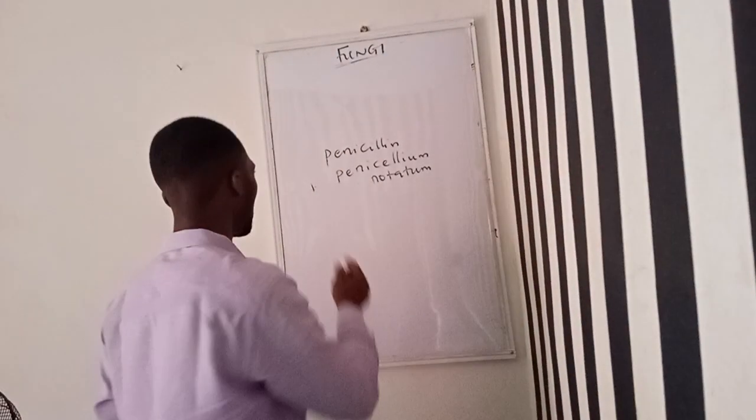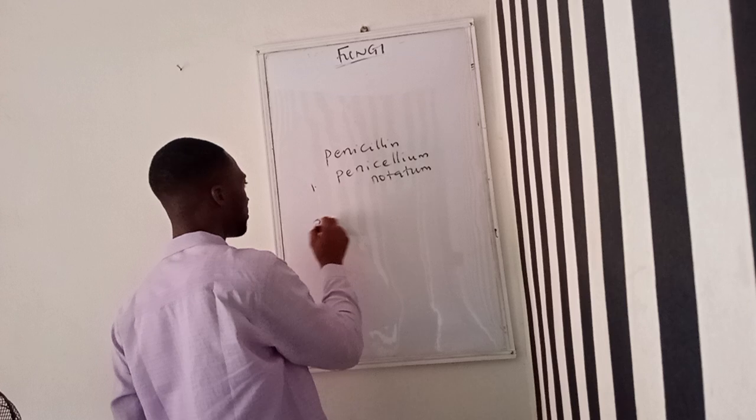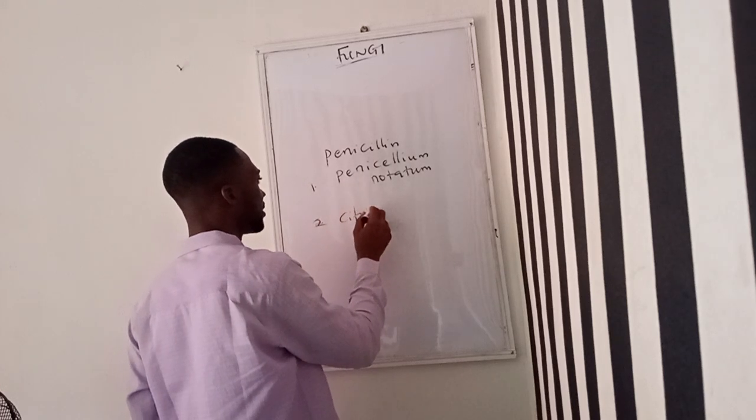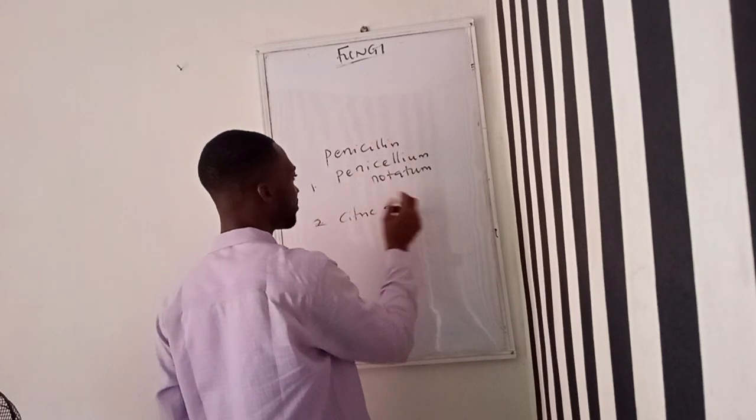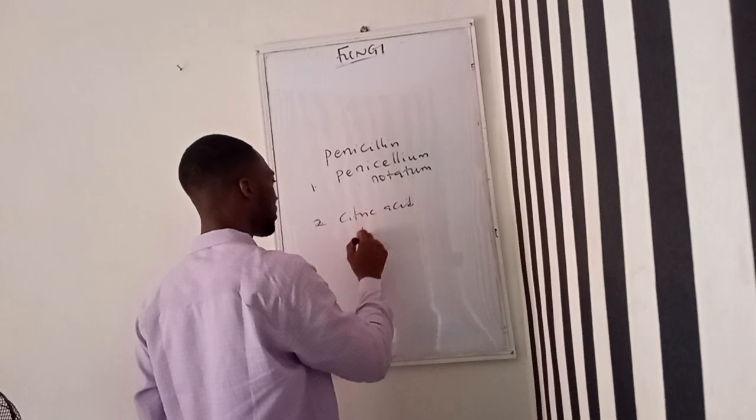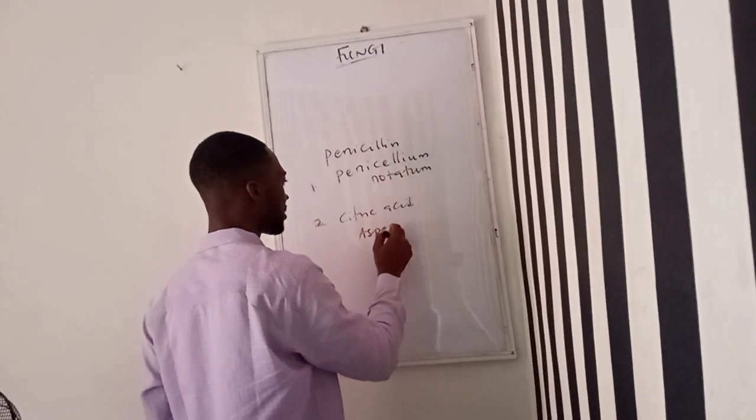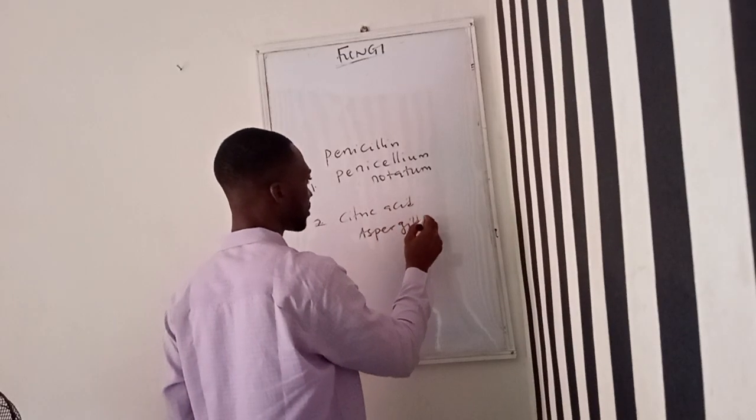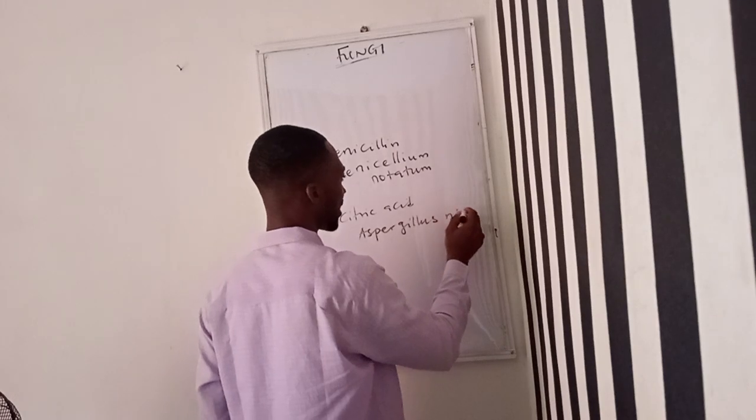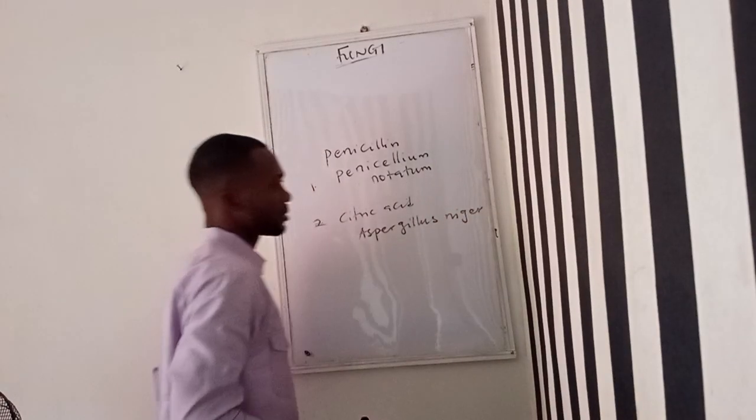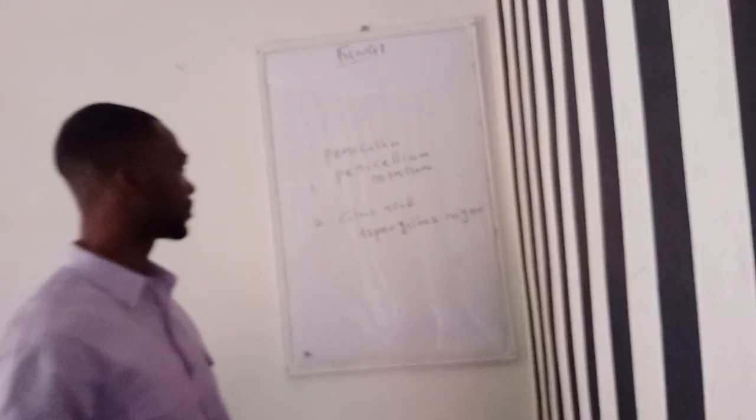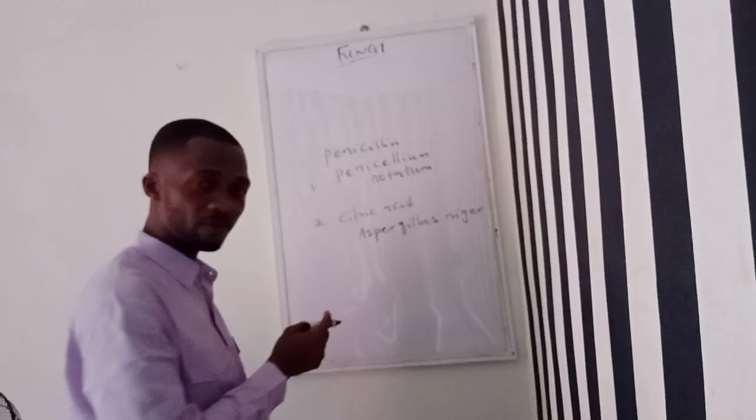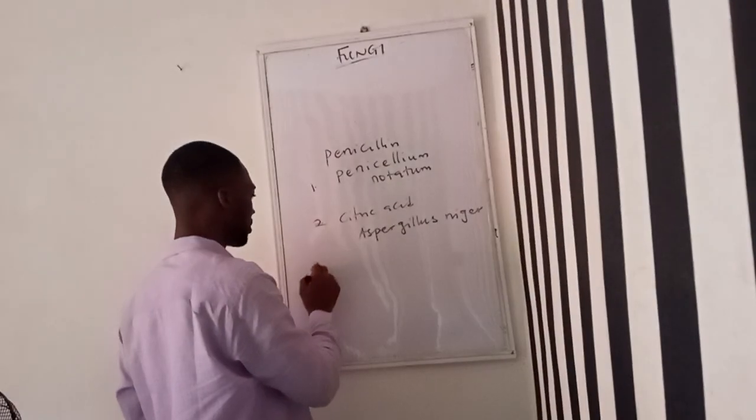Then we also have fungi that can be used in production of citric acid. Citric acid, and you know it's important. Citric acid, the one they call Aspergillus niger. Aspergillus niger.